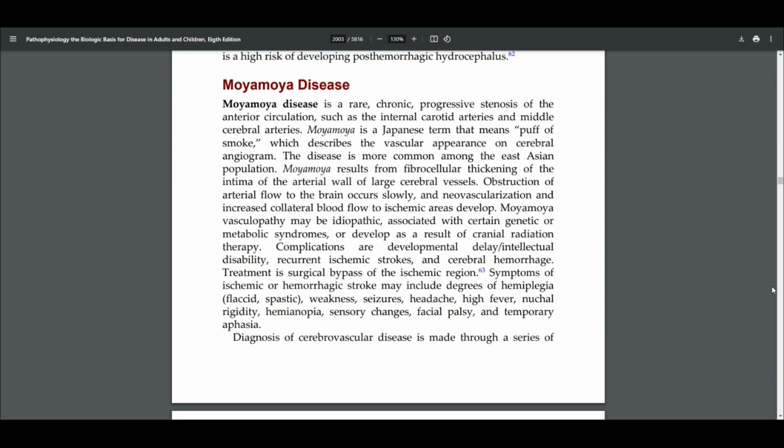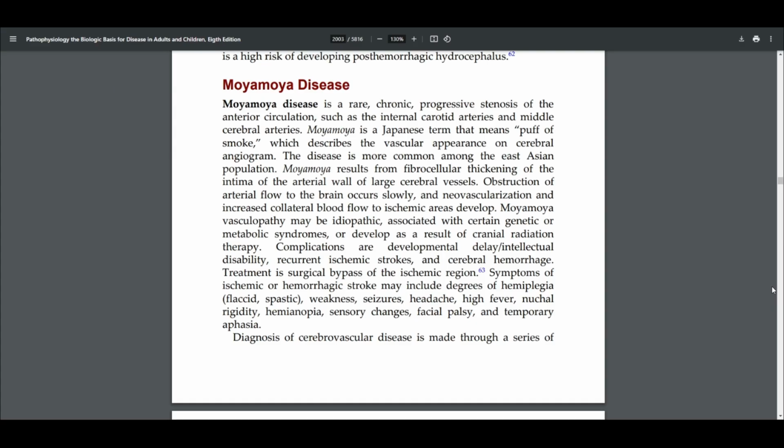Moyamoya results from fibrocellular thickening of the intima of the arterial wall of large cerebral vessels. Obstruction of arterial flow to the brain occurs slowly, and neovascularization and increased collateral blood flow to ischemic areas develop. Moyamoya vasculopathy may be idiopathic, associated with certain genetic or metabolic syndromes, or develop as a result of cranial radiation therapy. Complications are developmental delay, intellectual disability, recurrent ischemic strokes, and cerebral hemorrhage. Treatment is surgical bypass of the ischemic region.